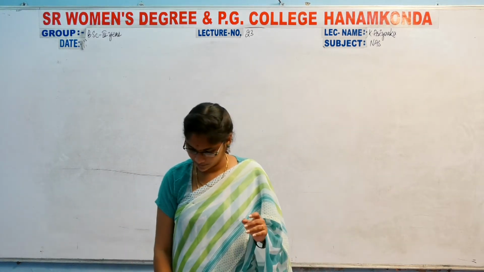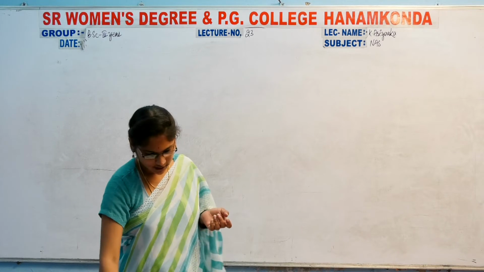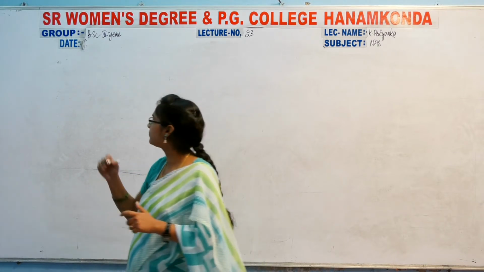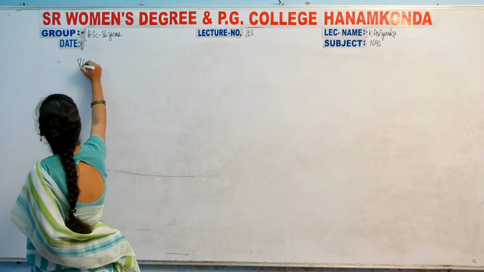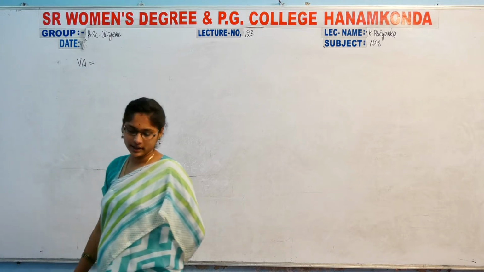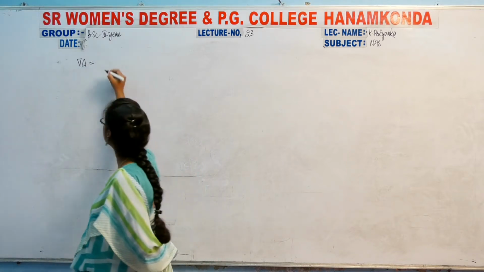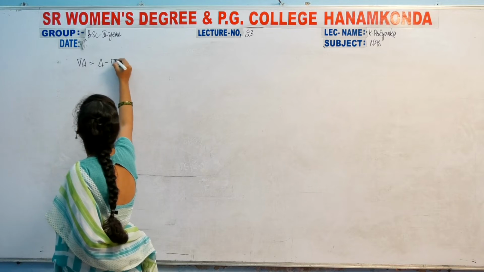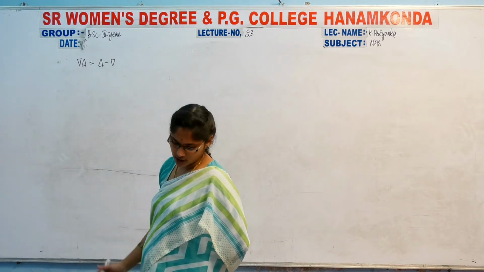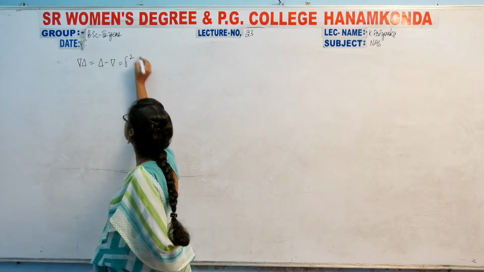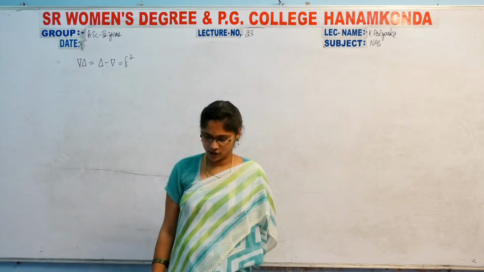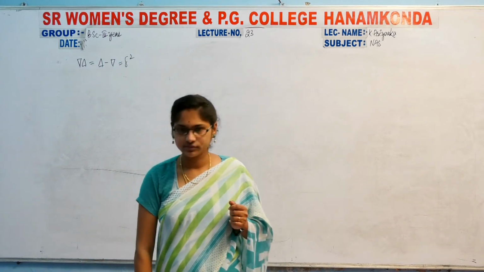Now write down. Prove that the product of the forward and backward differences is equal to the difference between the forward and backward, which is equal to gamma square. This is the relation and we have to prove this relation.